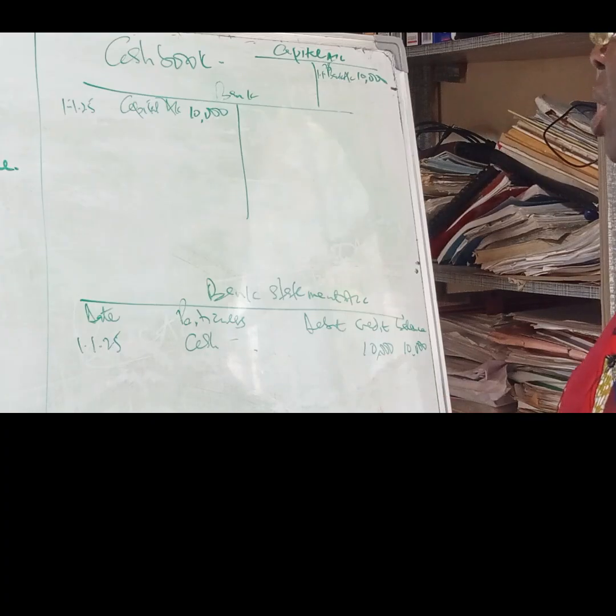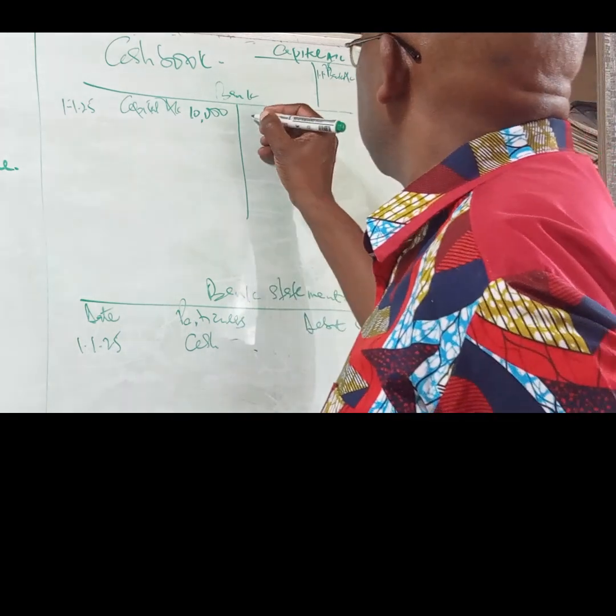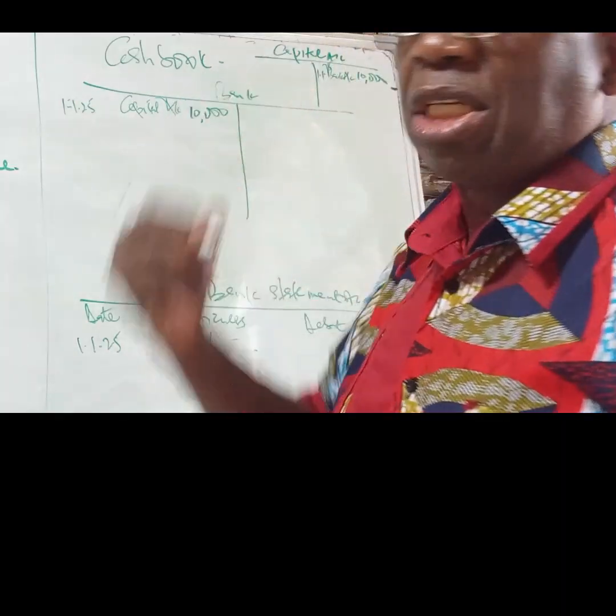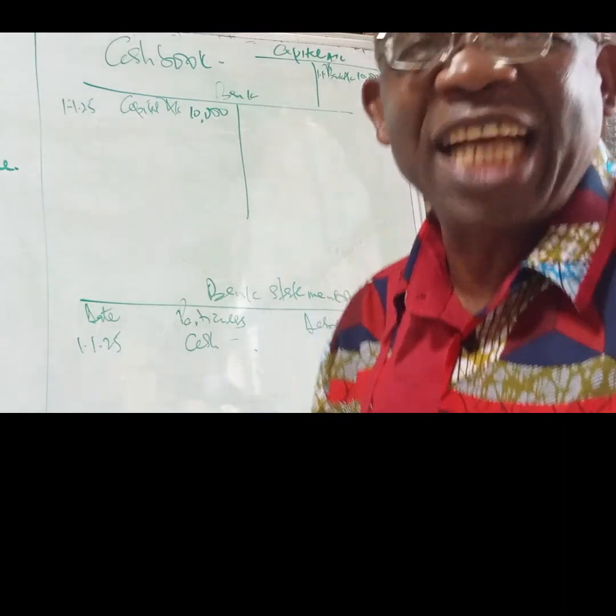Now, for instance, if we buy a bicycle worth 2,000, we buy the bicycle from Justus Kagodo.